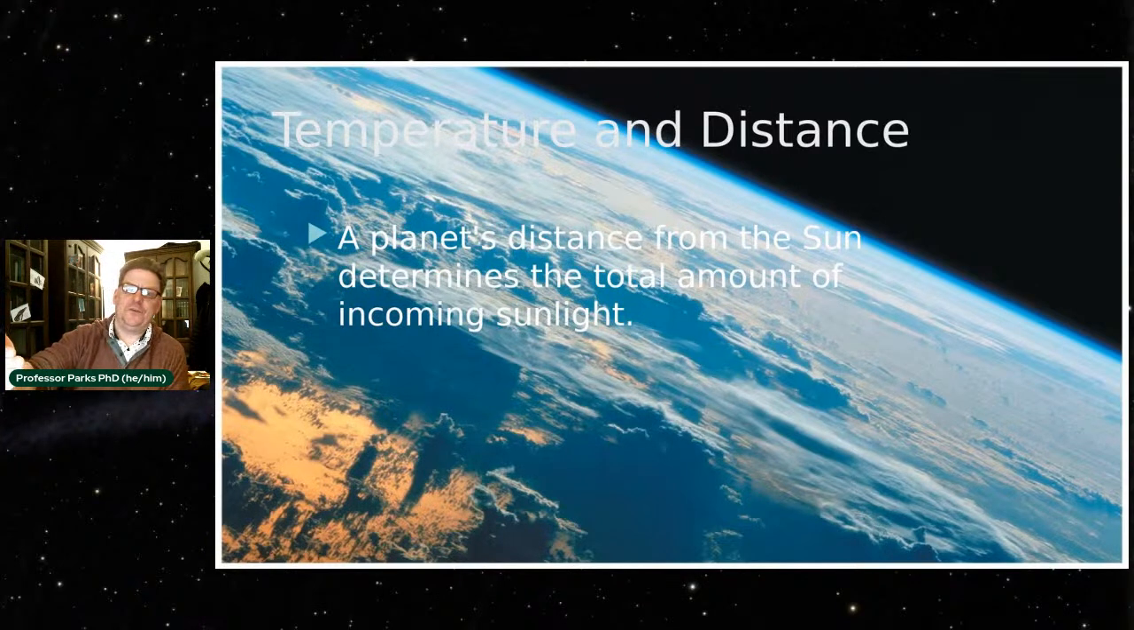Or if you were twice as far away from the sun, you would be receiving 1/4 the amount of radiation than if you were at a set distance.